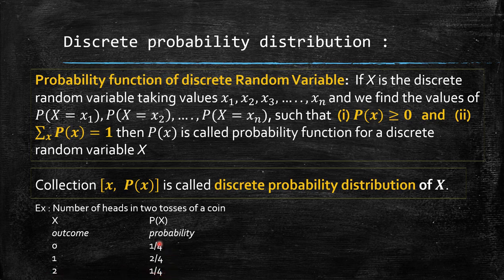So you can closely observe that each is non-negative. The first condition holds, and if you sum it up, adding all these, it gives 1. So thereby I can say p of x is a probability function, and together this is called a discrete probability distribution for the random variable x as number of heads in two tosses of a coin.